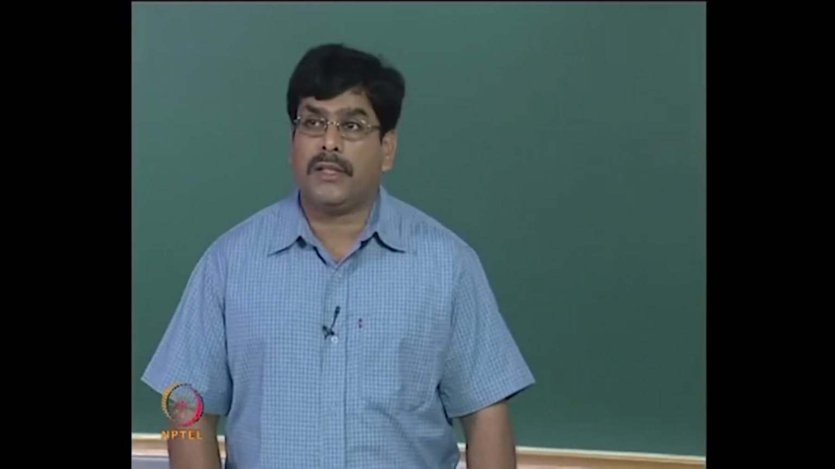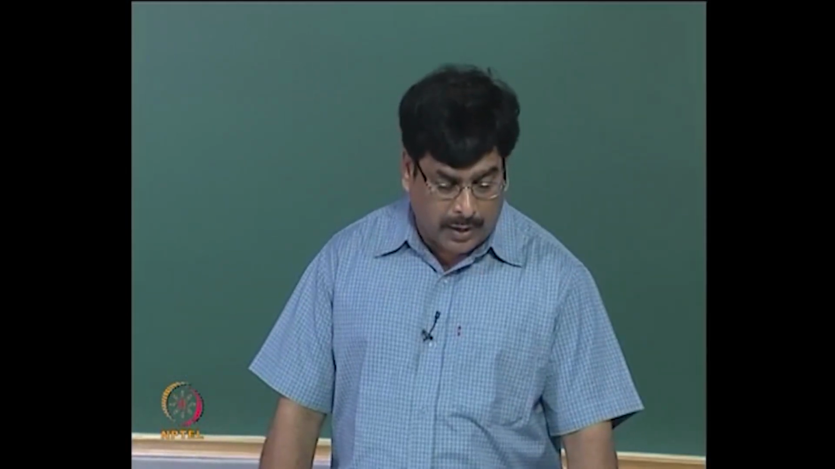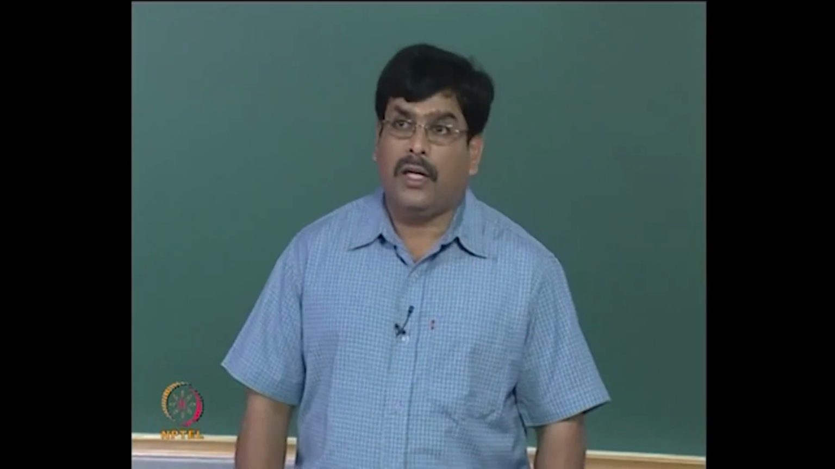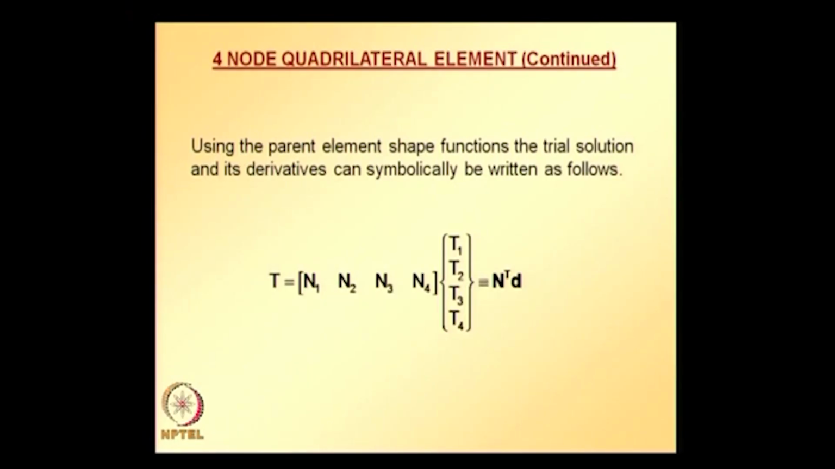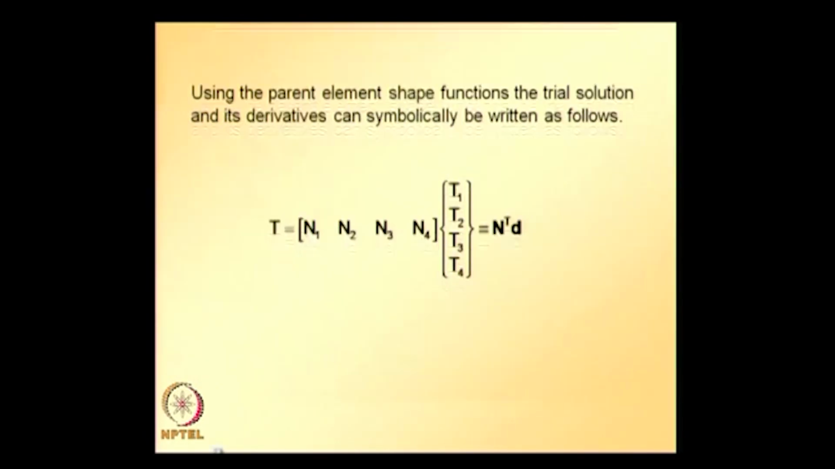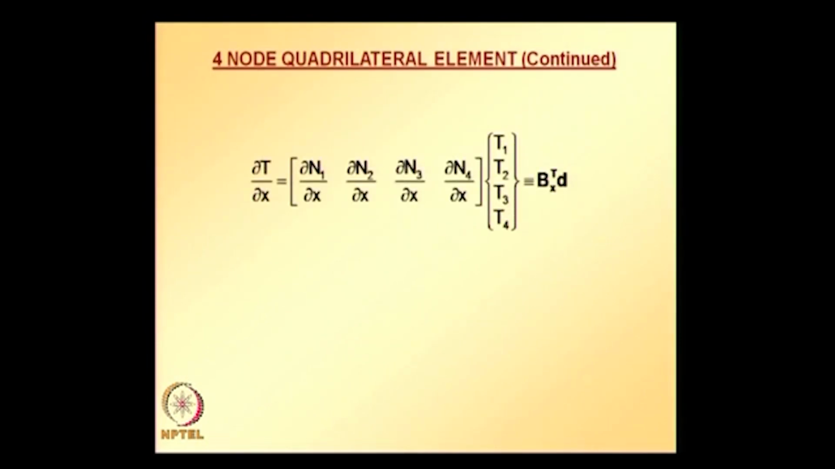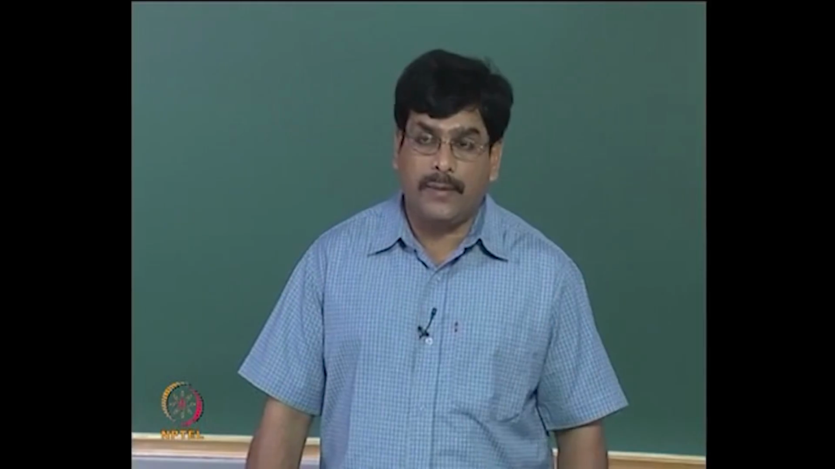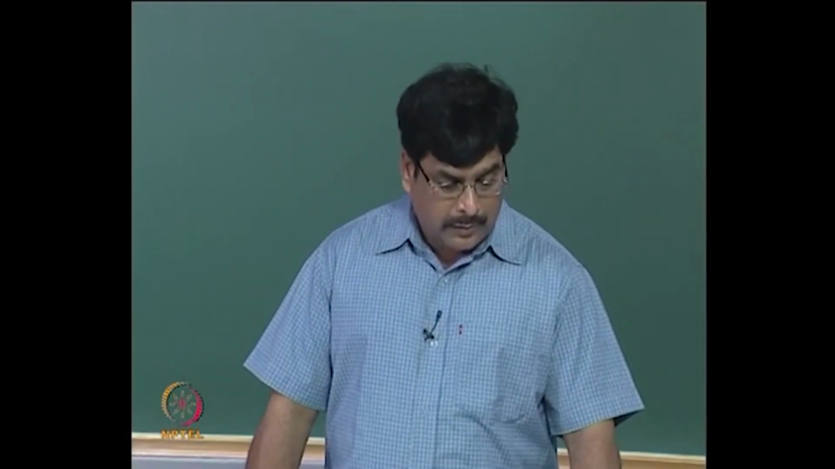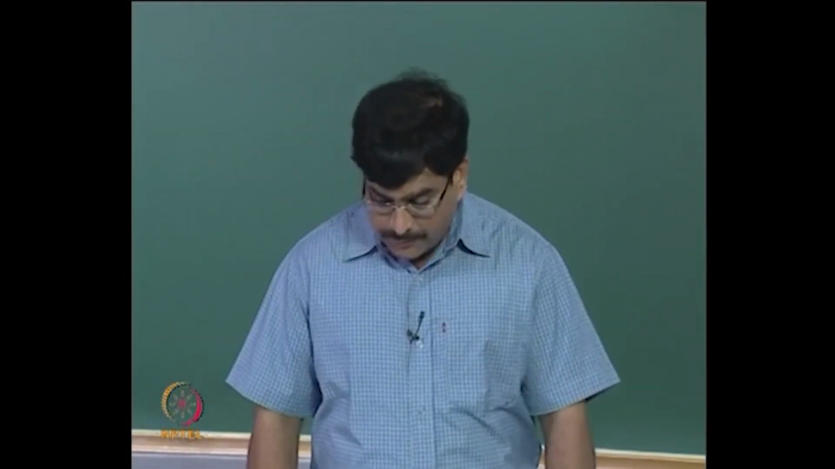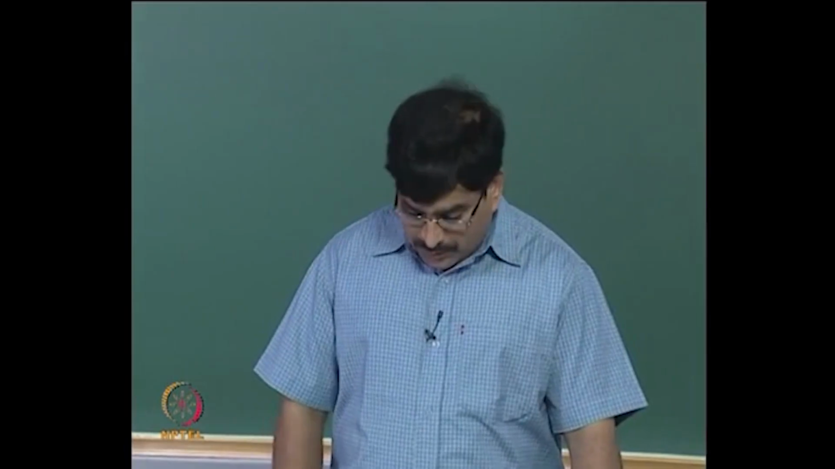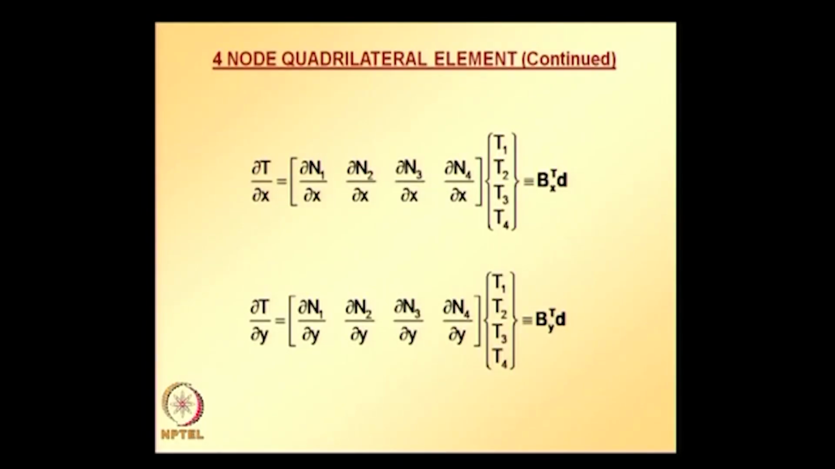And using parent element shape functions, the trial solution and its derivative can be written like this. The trial solution can be written as N1 T1 plus N2 T2 plus N3 T3 plus N4 T4, in matrix and vector form as N transpose d. Similarly, derivatives of T with respect to x can be written as Bx transpose d. Derivatives of T with respect to y can be written as By transpose d. So, we have the trial solution and also derivatives in terms of finite element shape functions.